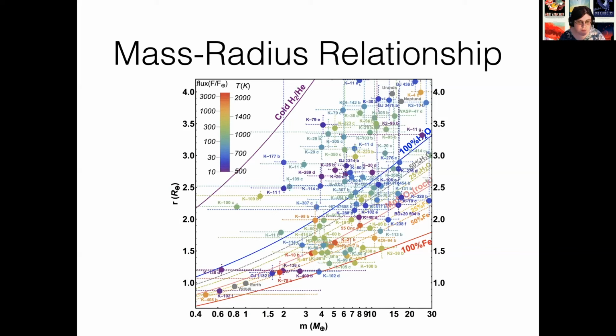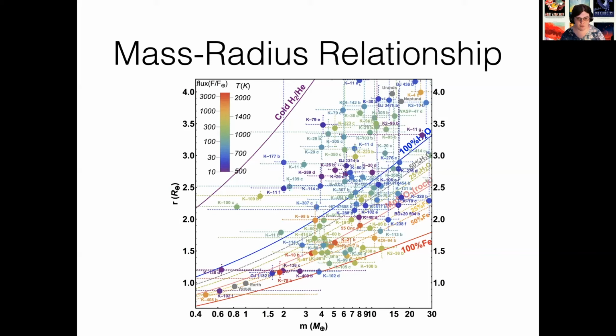So here is a big busy plot, and I apologize for that. But you can find many variations of this, and I'm going to show you another one on the next slide. So let's walk through it. On the bottom is mass. It's plotted on a log scale. On the side is radius. Both of these are in Earth units.